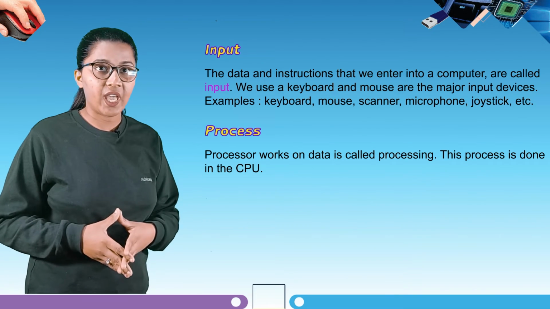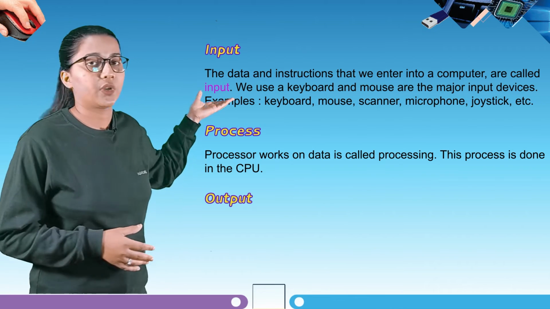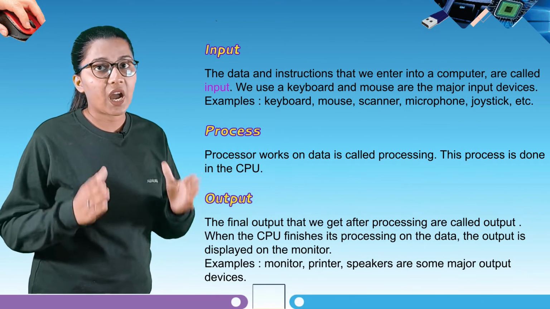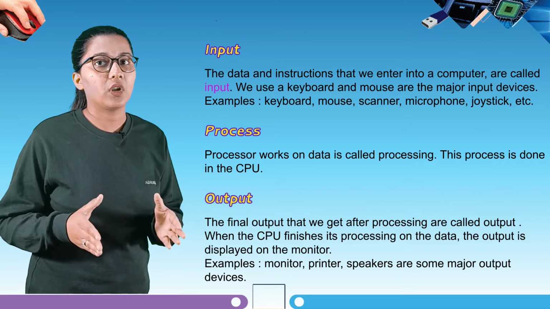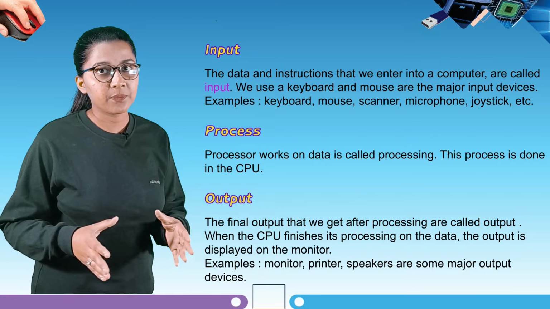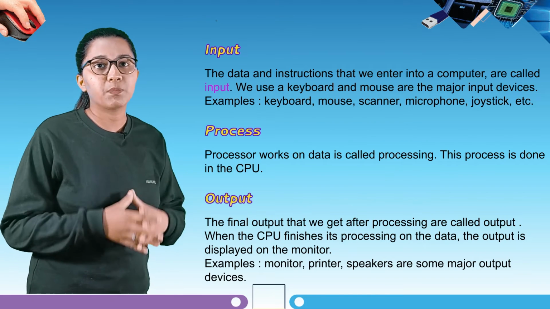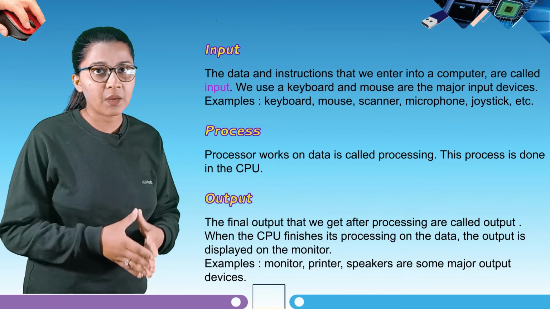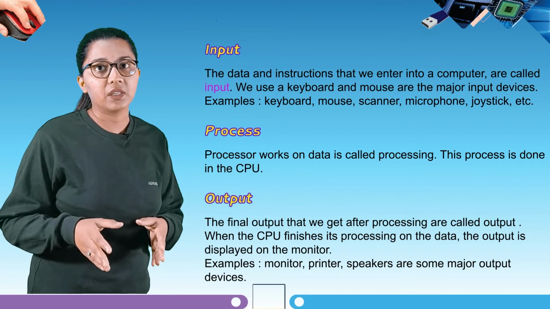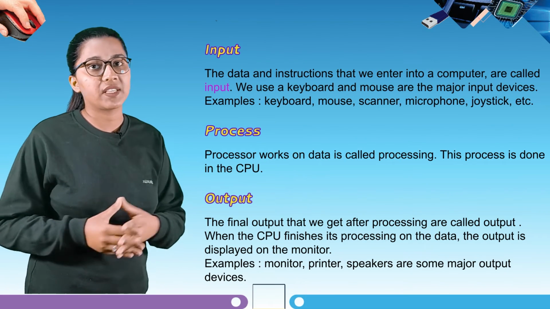So finally we have output. The final output that we get after processing is called output. When the CPU finishes its processing on the data, output displays on the monitor. Example: monitor, printer, speaker are some major output devices.